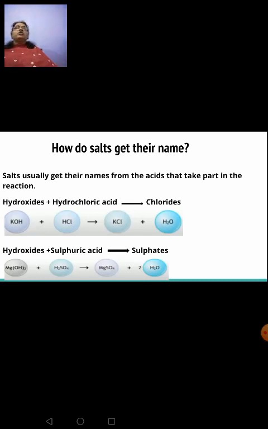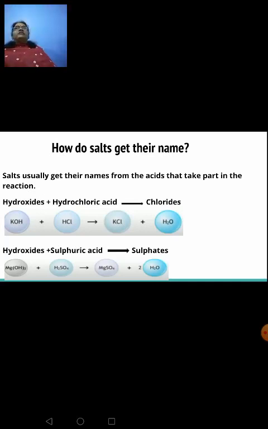For a salt to be formed, there should be a reaction between a hydroxide and an acid. So if the acid taking part in the chemical reaction is hydrochloric acid, the salt formed will have a name ending with the word chloride, and the first name will be given from the name of the base. For example, sodium hydroxide combines with hydrochloric acid. The salt formed is going to have a name ending with chloride. What chloride? What is the base here? Sodium hydroxide. So sodium chloride will be the name given to the salt formed there, and water is obviously formed when a neutralization reaction takes place.